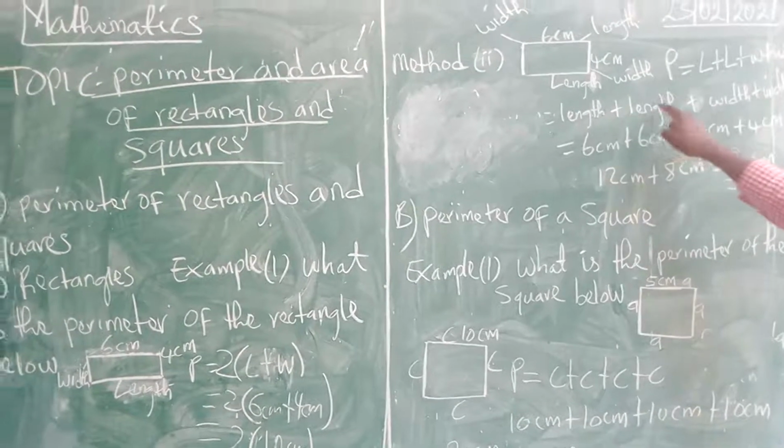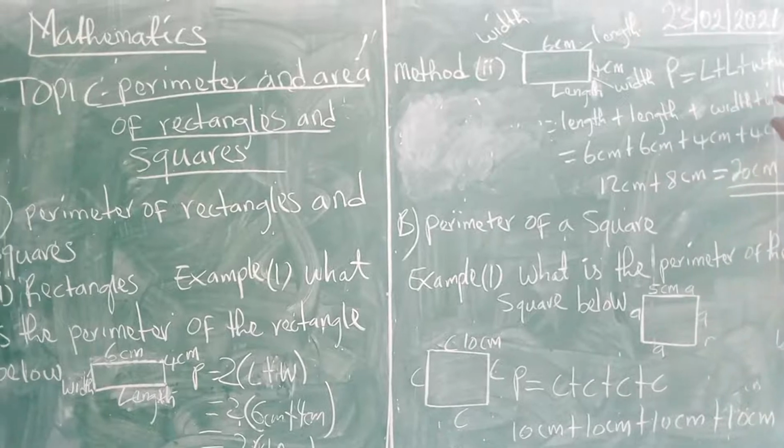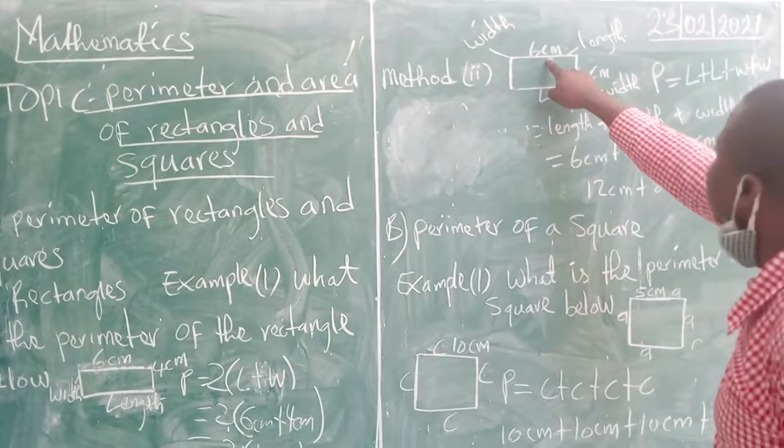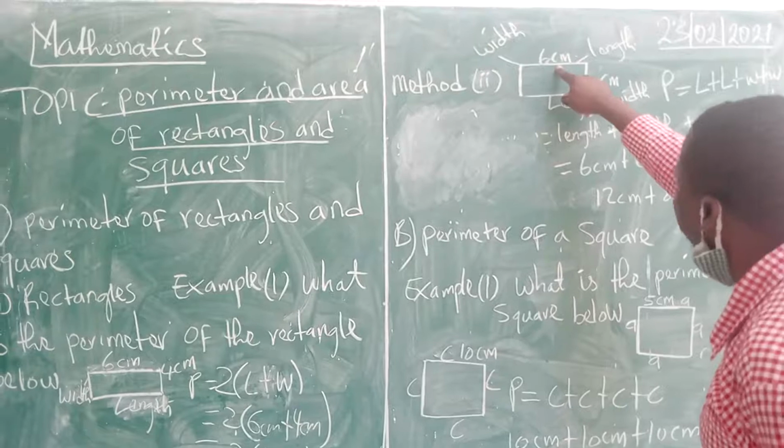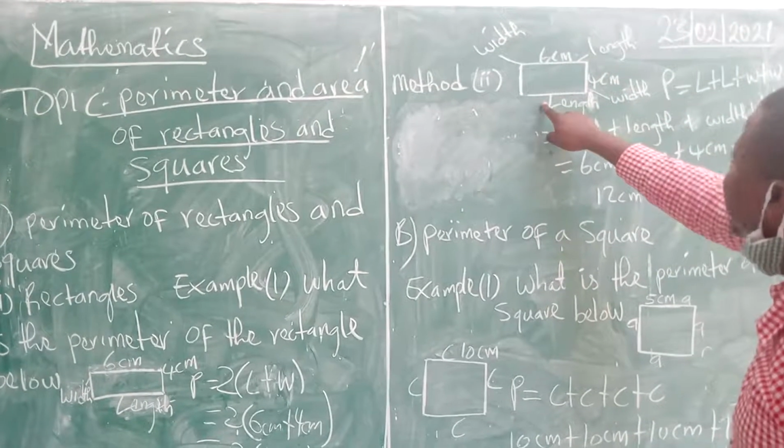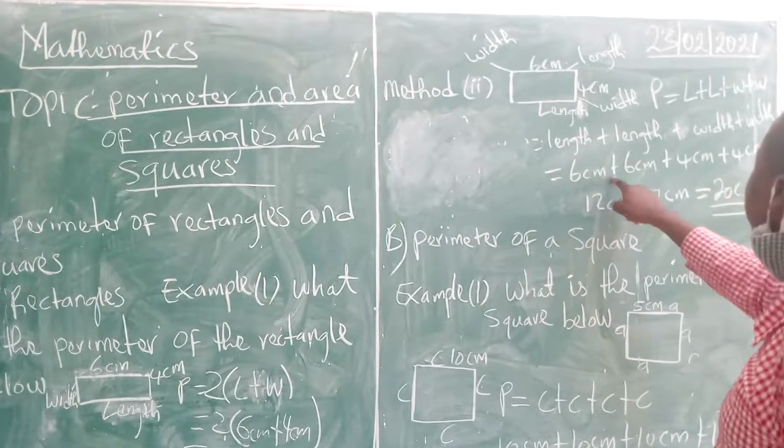6 plus 6 centimeters will give us 12 centimeters. 4 plus 4 centimeters will give us 8 centimeters. And if we add 12 centimeters plus 8 centimeters, we have 20 centimeters.